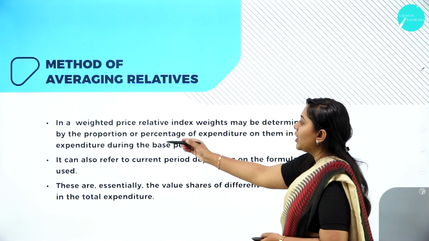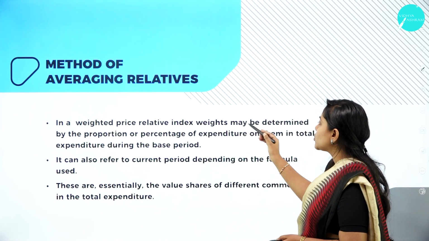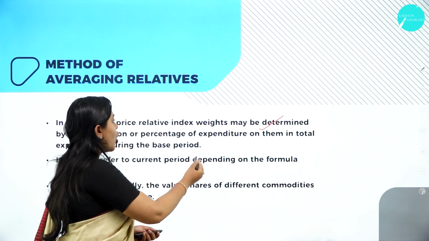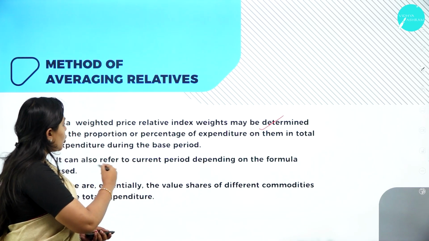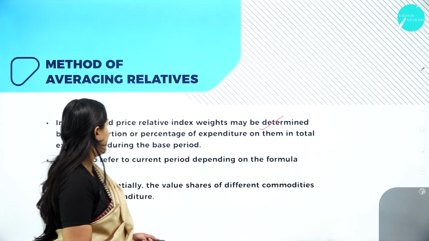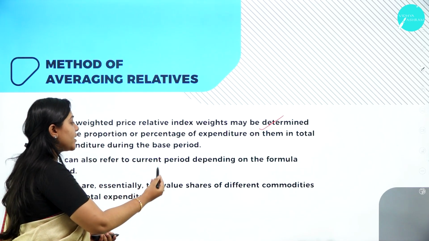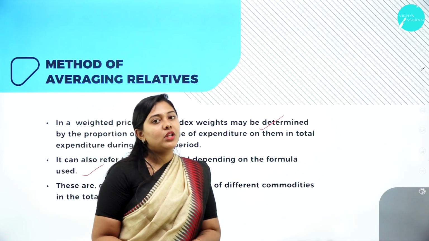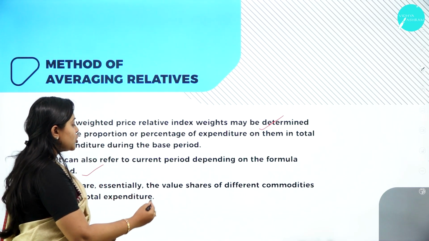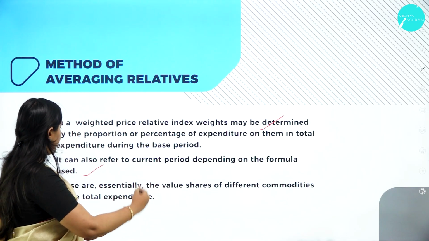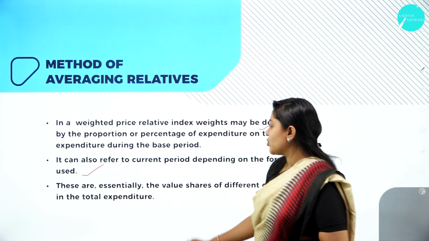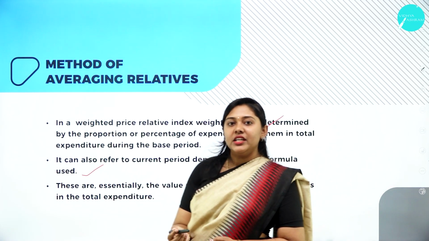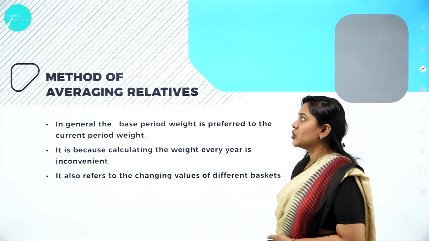Moving forward, in a weighted relative, index weight may be determined by the proportion or percentage of expenditure on them in the total expenditure during the base period. It can also refer to the current period, depending upon the formula used. So depending upon the formulas used, it will be calculated. Essentially, these are the value shares of different commodities in the different expenditure. So this is your average relative method.